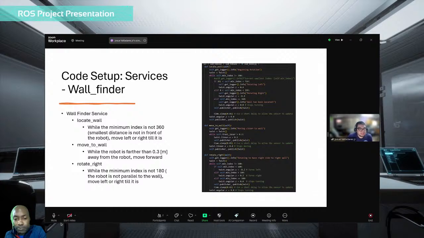Minimum index is the smallest value at that index. So while the smallest value isn't in front of the robot, which means it's not facing the wall directly, it'll keep turning left or right depending on where it's facing. Once it actually does face the wall, it will stop and then start moving towards the wall. I put a little time.sleep right there so the sensor has time to update. And then, of course, we move to the wall.